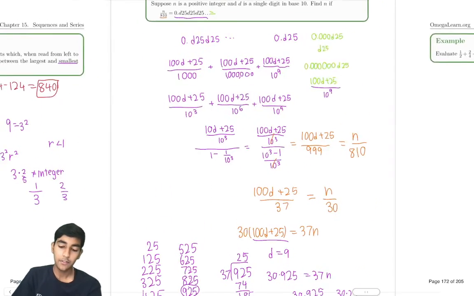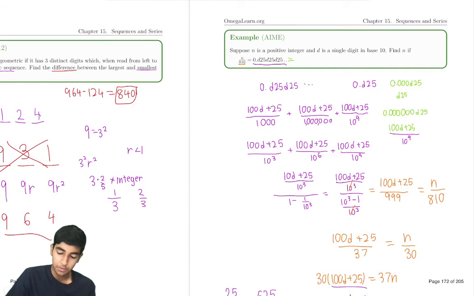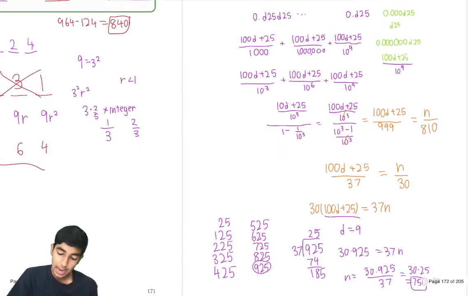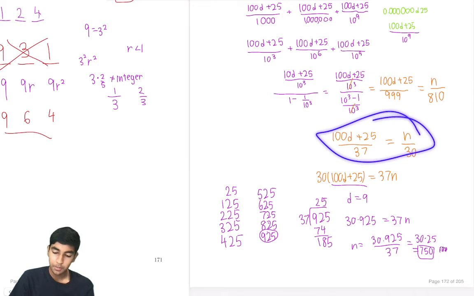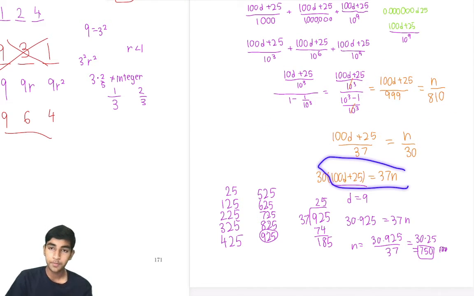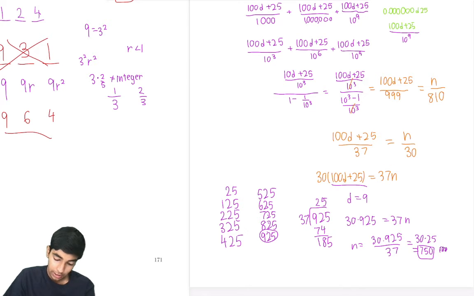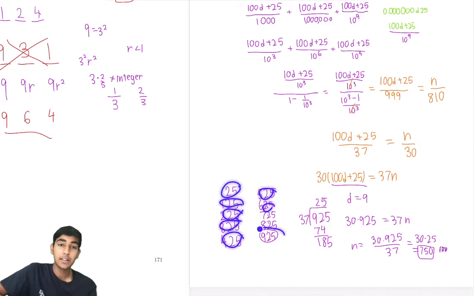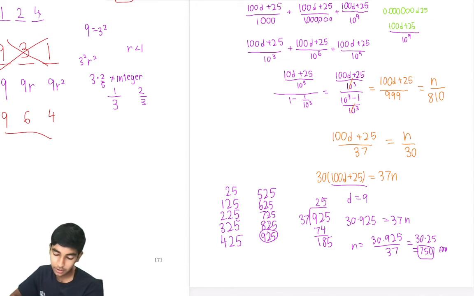Let's summarize. First, we had to use a geometric sequence formula. Then we saw this must be true by doing some simple algebra. Then from here, we got this expression. And then from there, we saw this quantity must be a multiple of 37. You can just try all of them and see that 925 is indeed divisible by 37. So d is 9, we plug that in, solve for n, get 750.